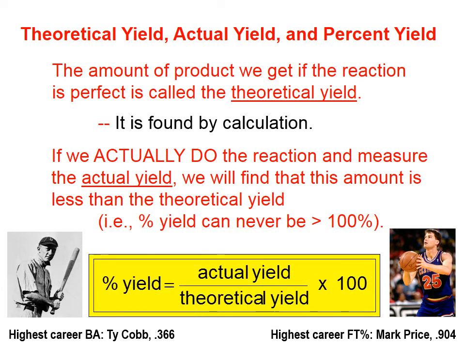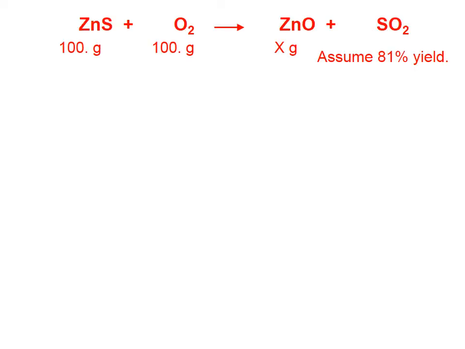The percent yield is actually something very simple. It's the amount that you do get divided by the amount that you should have gotten if you were perfect, put into a percentage form. If you've ever calculated your percent in a class or your percentage on a test, it is the actual number of points that you earned divided by the theoretical number of points that you could have earned if you'd been perfect. Let's try an example problem here.